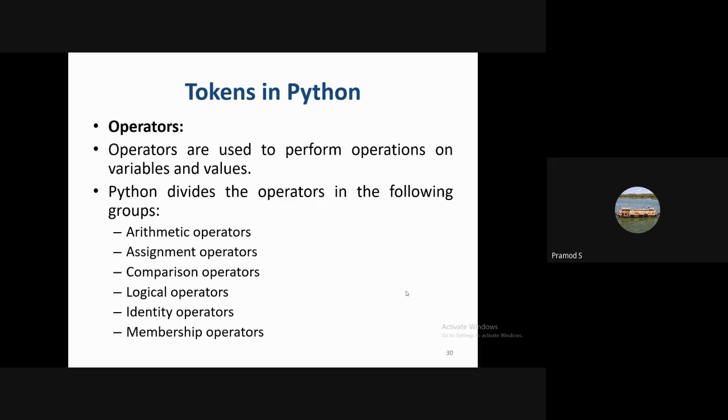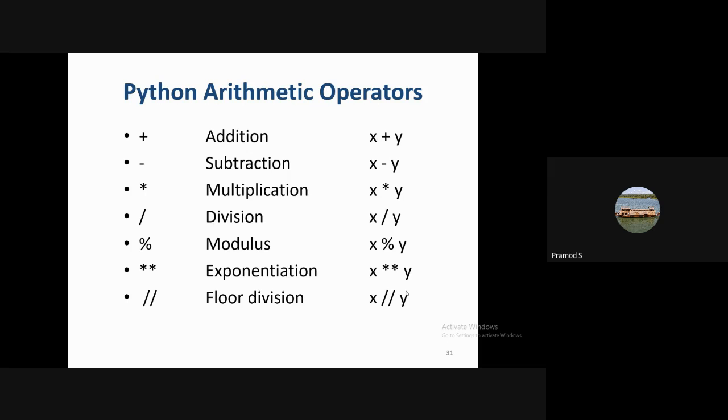Then operators. Those who are aware of programming languages know that there are multiple operators. Arithmetic operators are basically plus, minus, division, multiplication, modulus and so on. Then assignment operators, comparison operators such as not equal to and double equal to, logical operators and, or, identity operators as well as membership operators. We will look into a few of these when we start with the coding. This is just an example: addition, multiplication, division, modulus, exponent, floor division. These are all the different operators that Python supports.